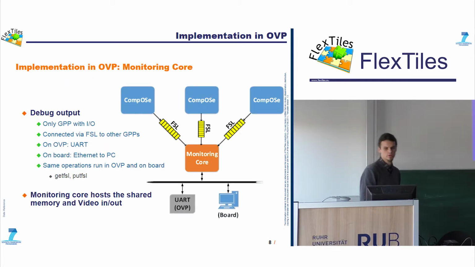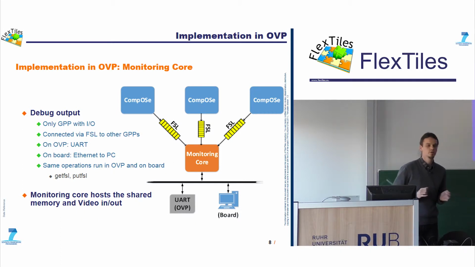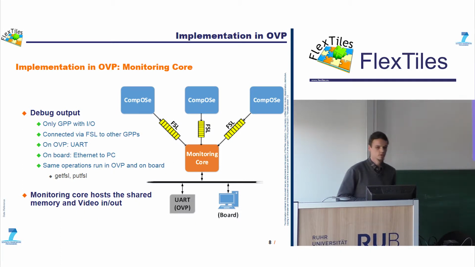So first off, the monitoring core. Exactly like on the real platform, the monitoring core is there to push out the debug information. For this, it's connected to each tile via an FSL link, which the MicroBlaze offers. Each of these tiles can send debug information to the monitoring core, and it gets printed out via the UART. In our case, it gets printed out into a file on the host system. And it uses exactly the same FSL operations.